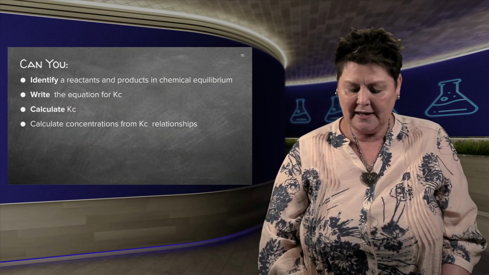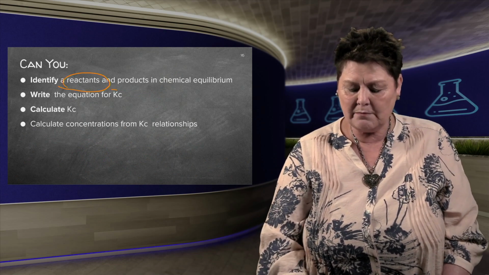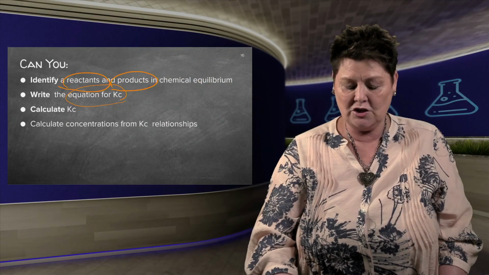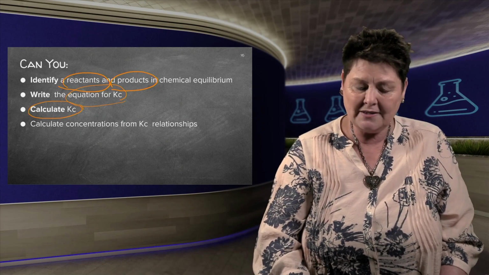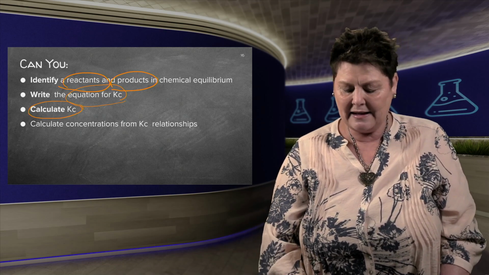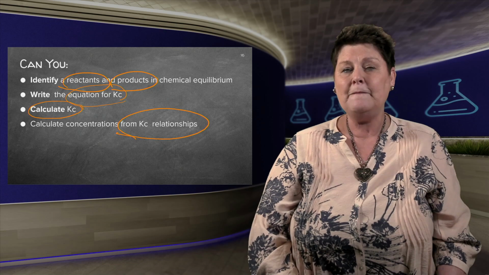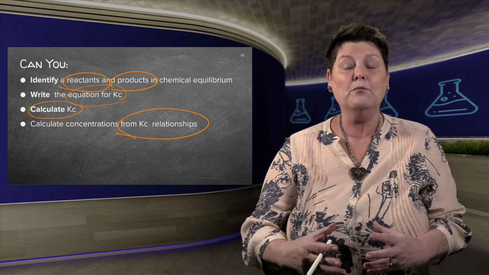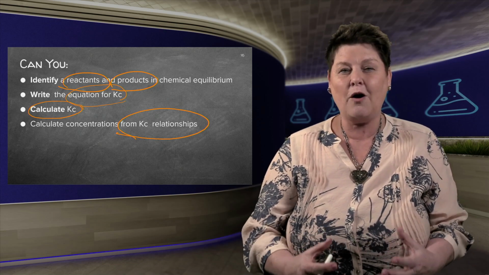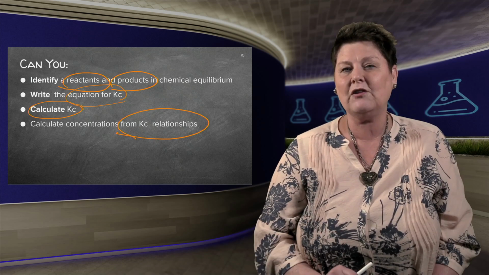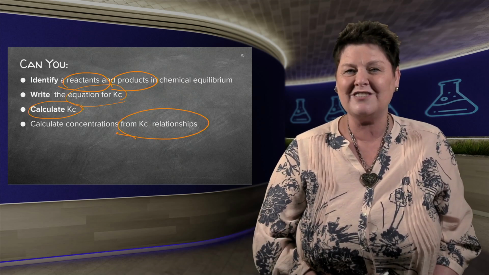Right, let's finalize. Did you get the reactants and products? Then you write your equation for Kc. Remember, you don't write the words products over reactants. It's a relationship. You have to be able to write it and calculate it, and then finally get some of the concentrations as well. In the next lesson, we're going to do more intense and complex equations. But for now, you need to be able to write and calculate with the equilibrium constant.